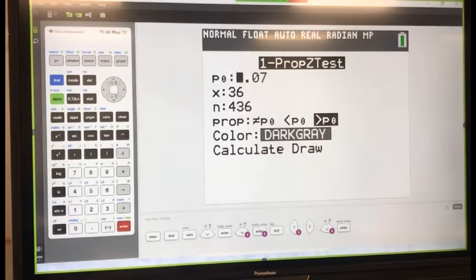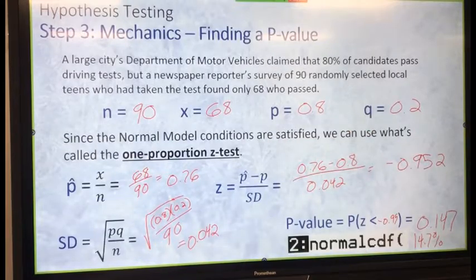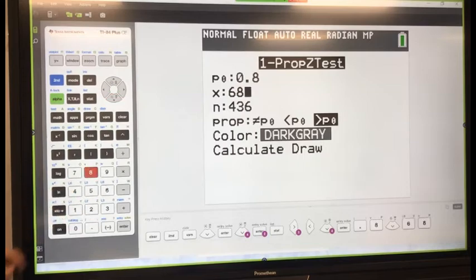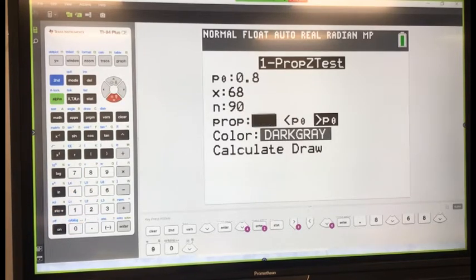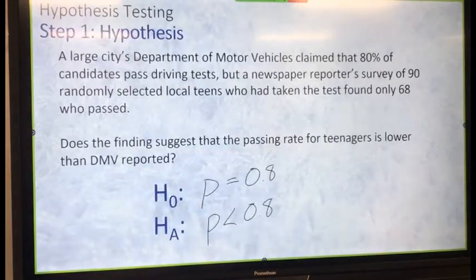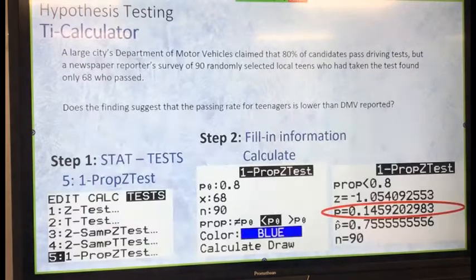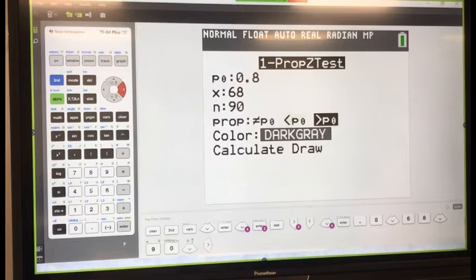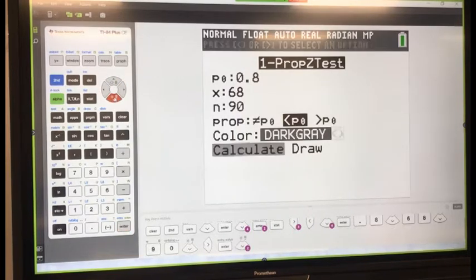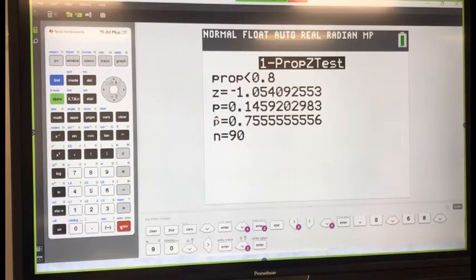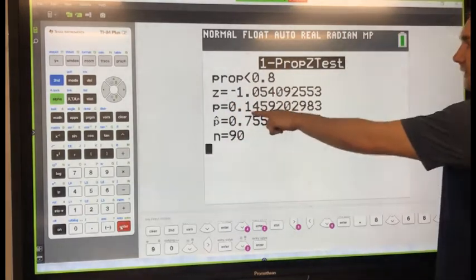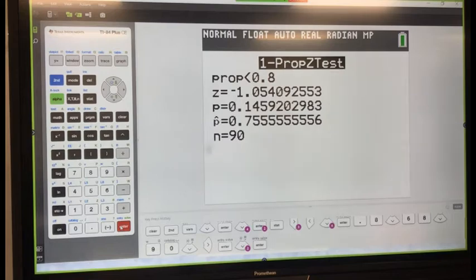Our p naught, so the thing we're trying to prove with our hypothesis, is 0.8. Our x value, we found that to be 68, right? Number of people who passed. My n value was 90. And here's what you decide. What is your alternative? Alternative was less than 0.8. So when I go here, I need to put less than. And you can either draw the graph or just go to calculate. And notice it gives us our z-score, it gives us our p-hat, and more importantly, it gives us our p-value, 14.6%. Just like that. So it does the entire slide for us.